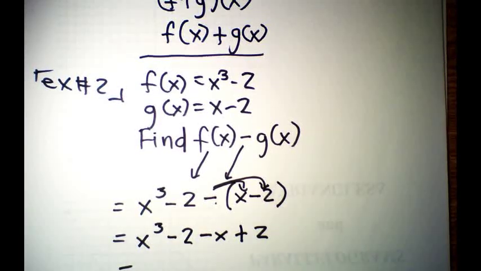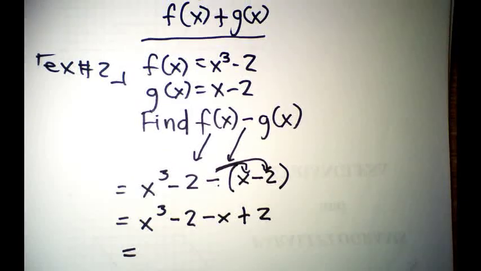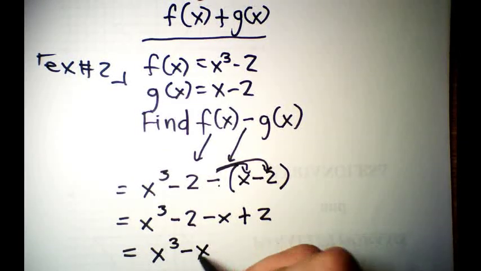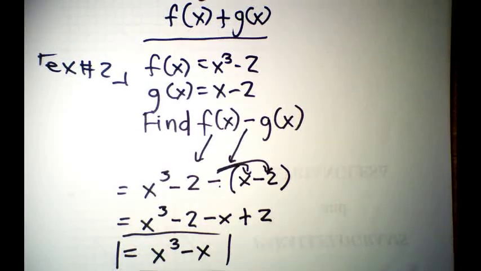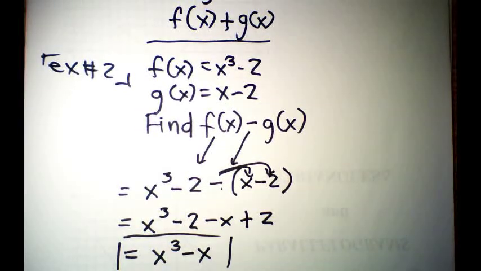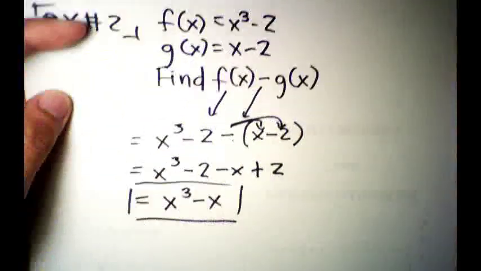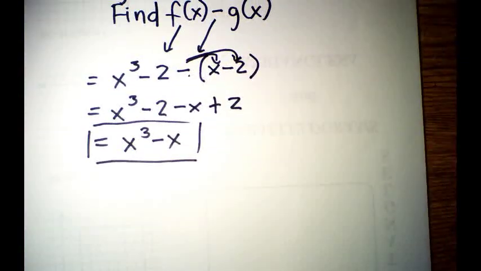Well, the negative 2 and the plus 2 will become 0. So all we're left with is x cubed minus x. This is your answer for example number 2: x cubed minus x.